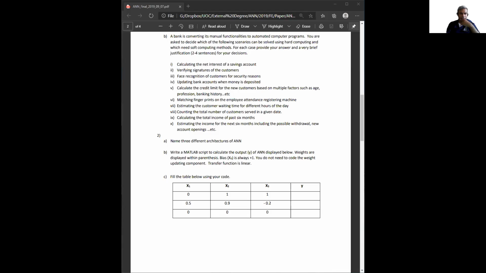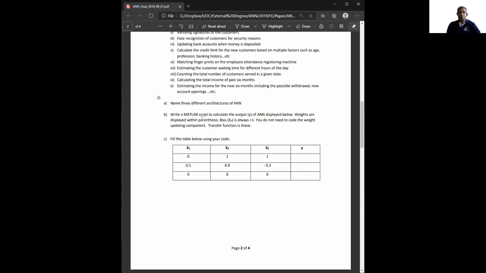Anything else? Radial basis is duplicated twice. You have two feed forward, right. Okay, I forgot about the recurrent method. Right. Let's move to part B.